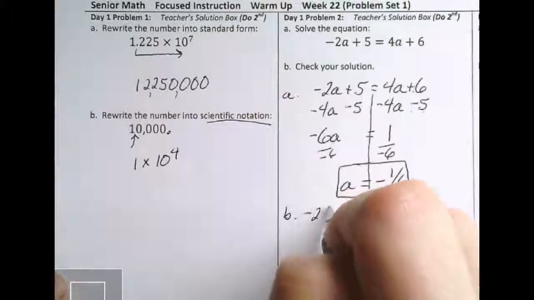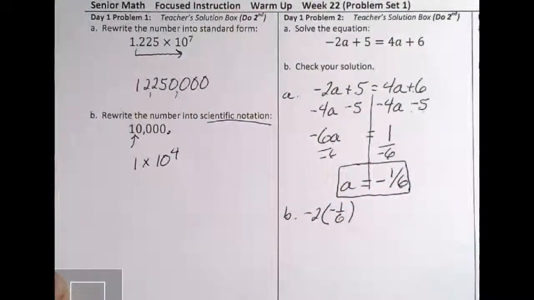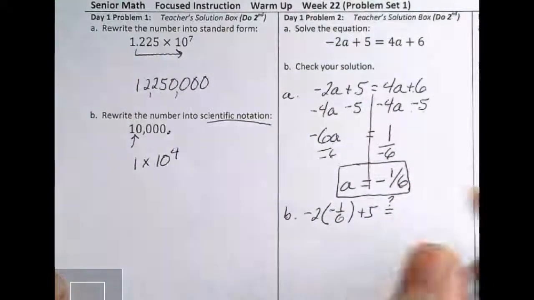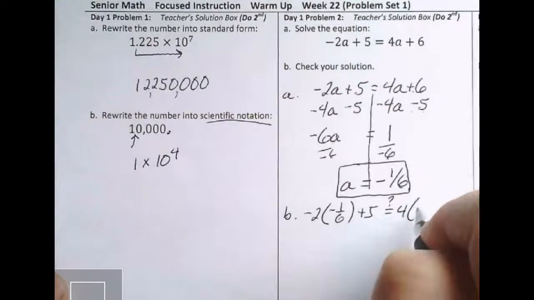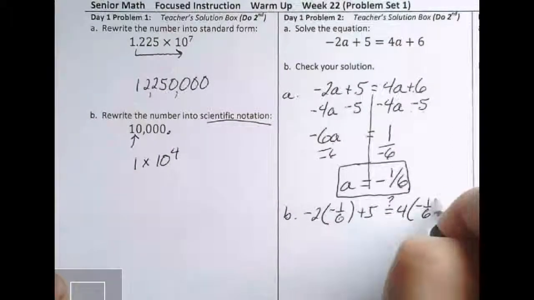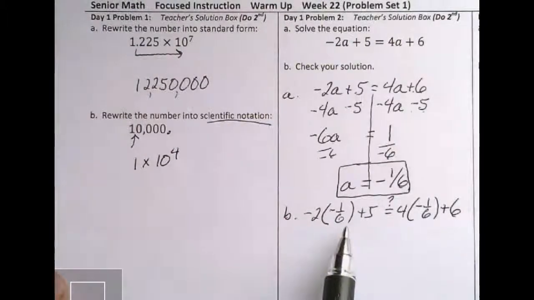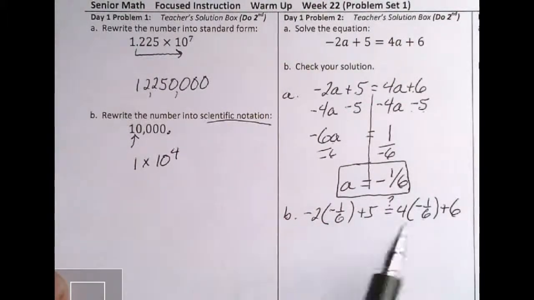So in the original equation, we think that a is negative 1/6. Substitute that in. And the same on the right side of the equation. We think that a is negative 1/6. For negative 1/6 to be correct, when we substitute it into these places, the value of this expression must turn out to be the value of this expression.